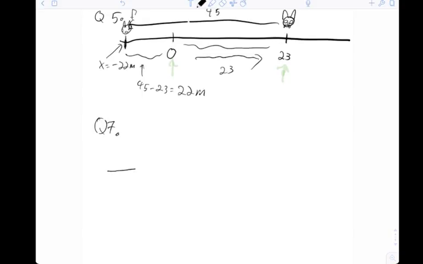So, like I said, the trick to these is always to start by drawing a picture. So here's the hive. We'll say the hive is at x is equal to 0.